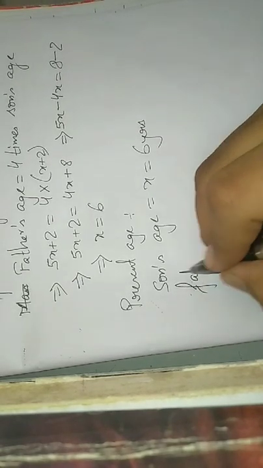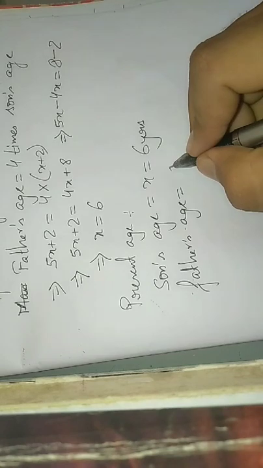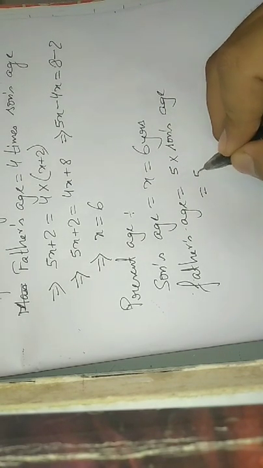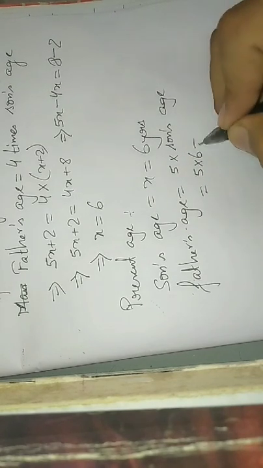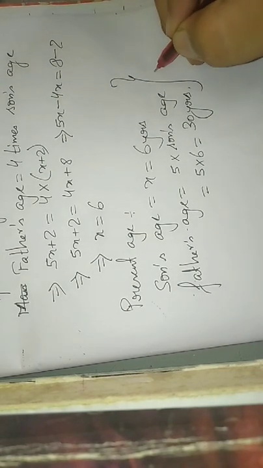Father's age was 5 times son's age. In the exam, you just need to substitute 5x. I'm just doing it to make you people understand. 5 into the son's age, which is 6. So the father's age is 30 years. So this was your answer.